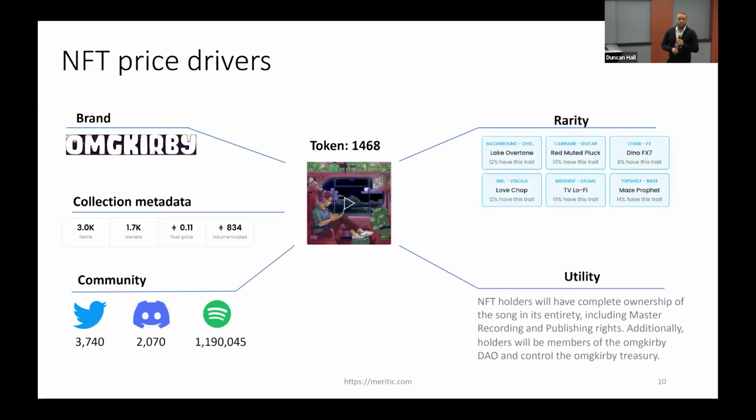Another is the brand. Who's creating this collection? Do they live outside of the NFT market? Are they a known entity? And do they have good quality work?